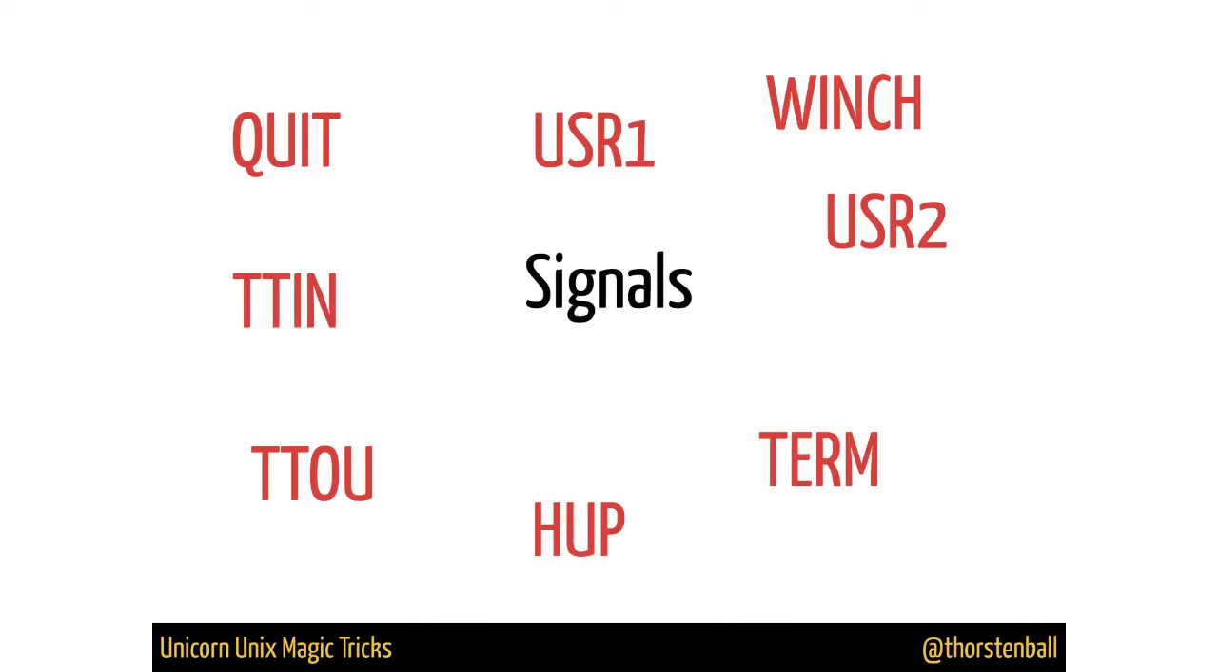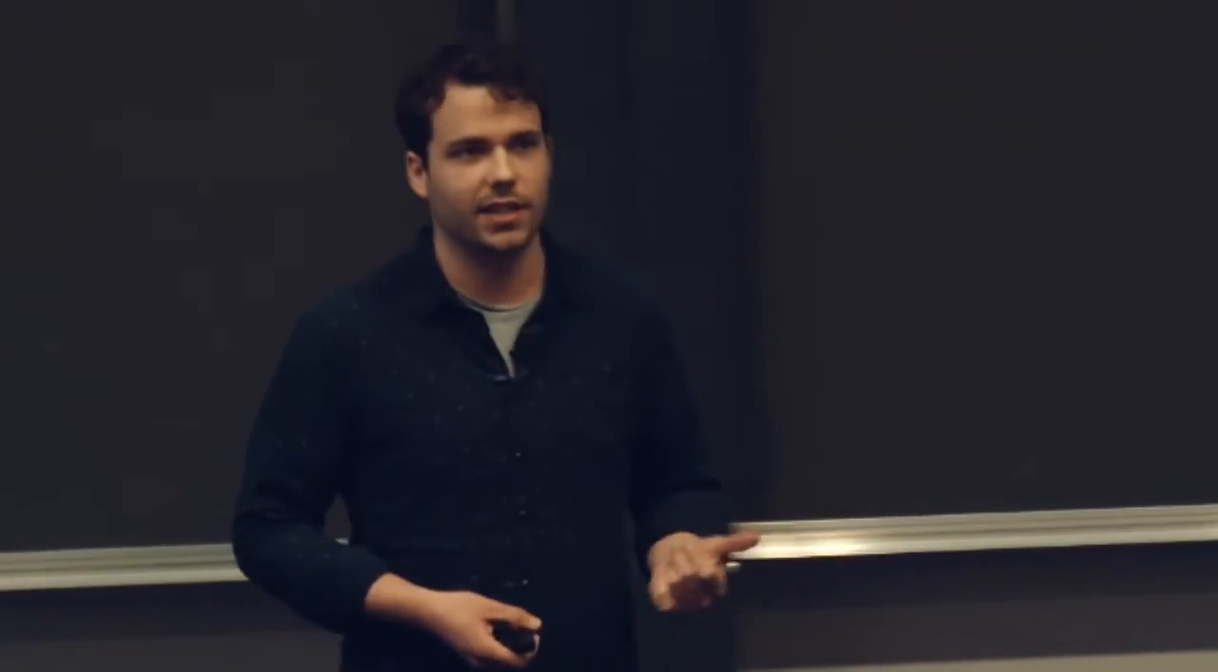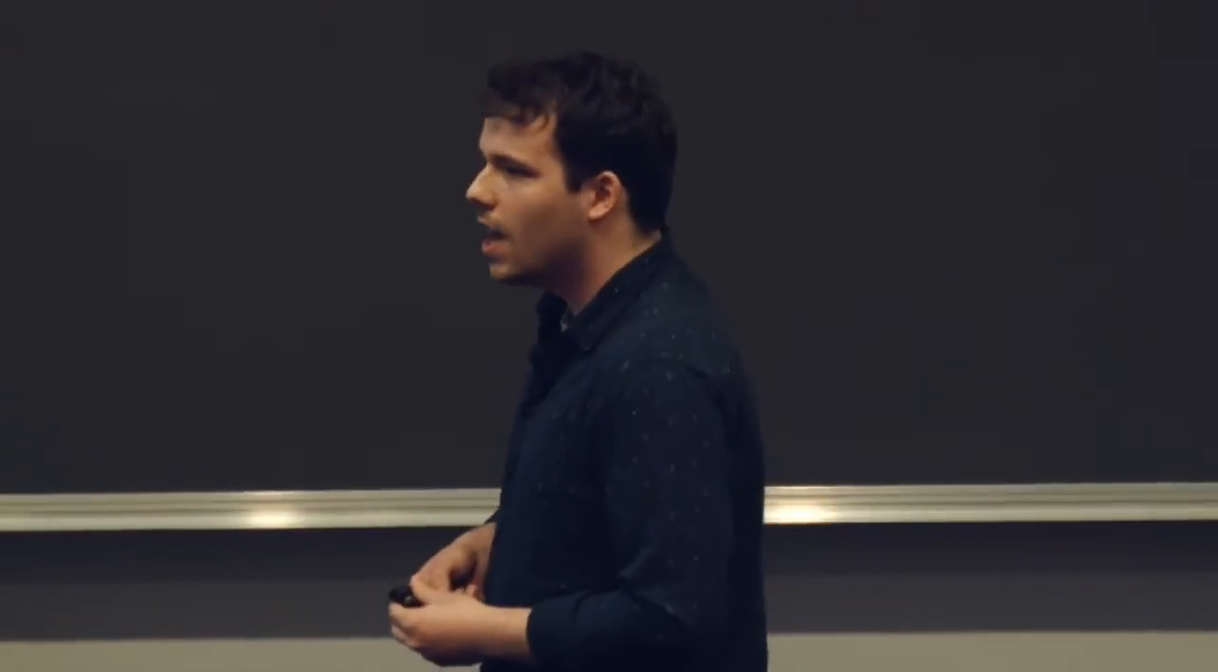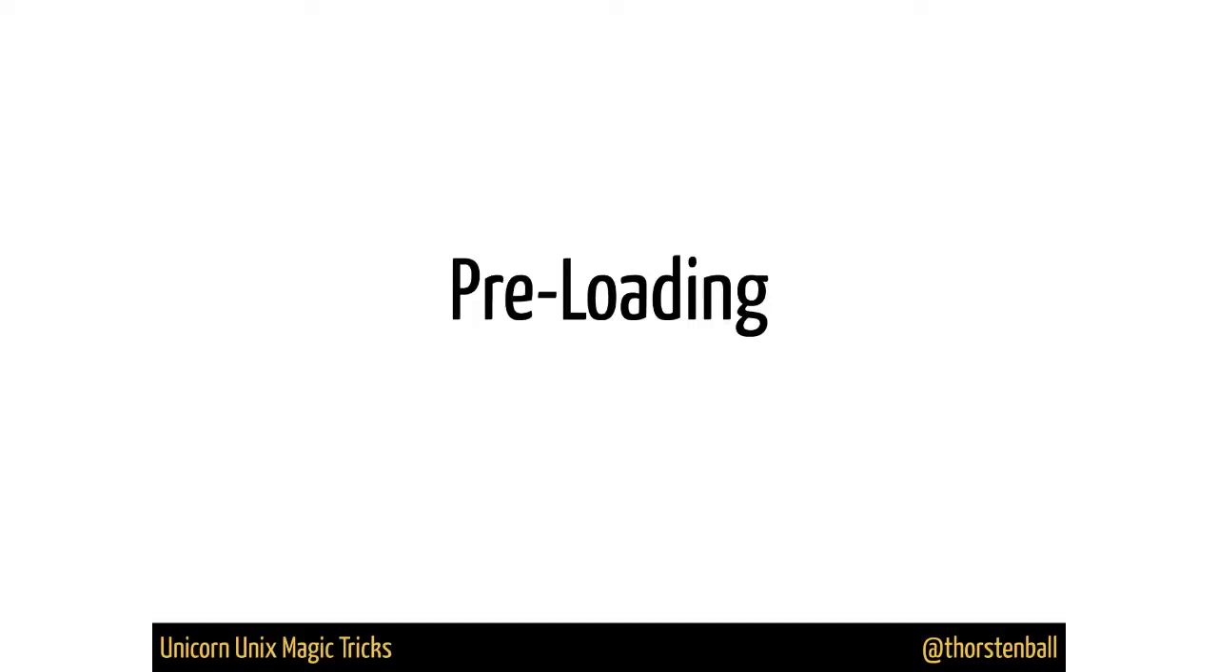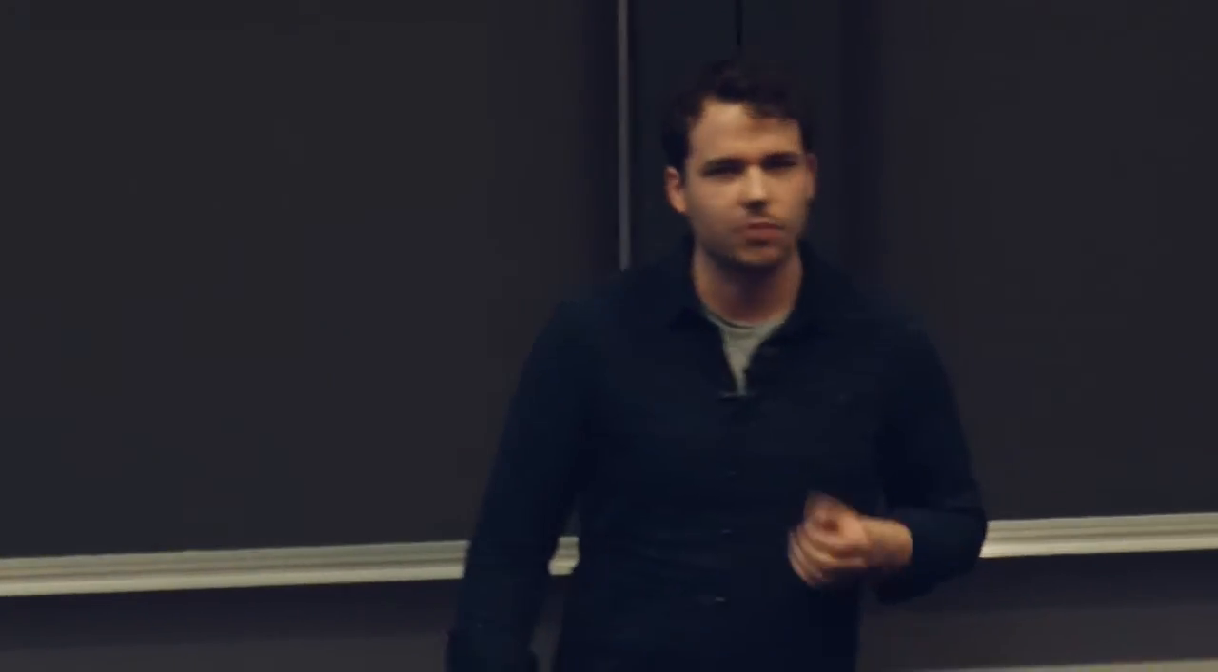And then Unicorn had all these crazy signals. You could send signals to Unicorn like the TTIN signal to increase the number of workers, or you could send the USR2 signal to do hot reloading, the HUP signal to reload the configuration, and the QUIT signal to do graceful shutdown.